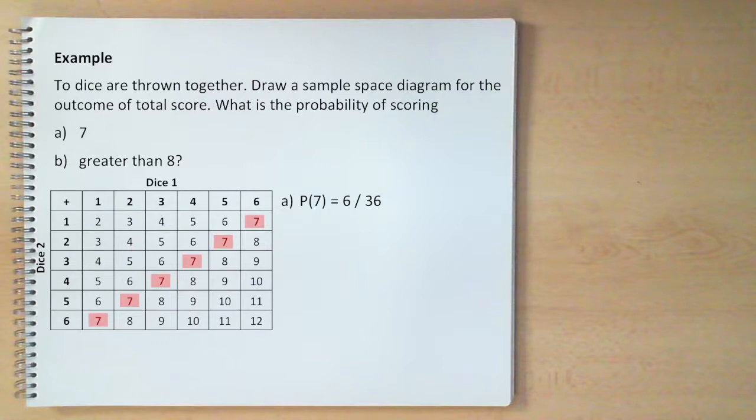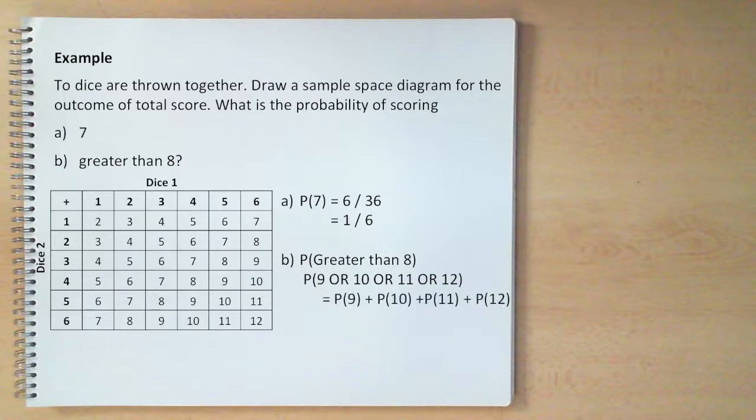So look at part B now. Score of greater than 8. Well, here we're looking at the probability of the score is equal to 9 or 10 or 11 or 12. Now these are mutually exclusive events, so we can also calculate this as the probability of 9 plus probability of 10 plus the probability of 11 plus probability of 12. And we can see there the probability of 9 is 4 out of 36, of 10 is 3 out of 36, 11 is 2 out of 36, and of 12 is 1 out of 36. This gives a total there of 10 out of 36.